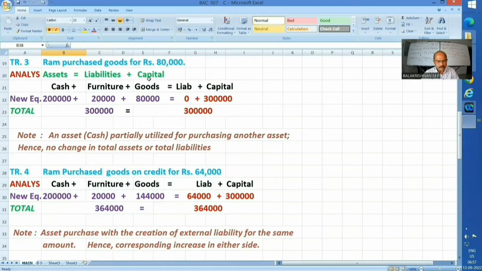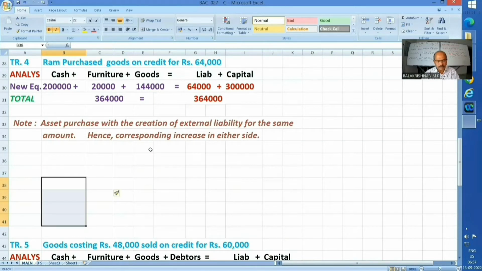So cash 2 lakhs, furniture already existing 20,000, newly acquired asset goods 80,000. Overall assets is 3 lakhs and the liability side is intact. So total assets equivalent to total liabilities. What's the conclusion here? An asset, say cash, partially utilized for purchasing another asset. Hence, no change in total assets or total liabilities.